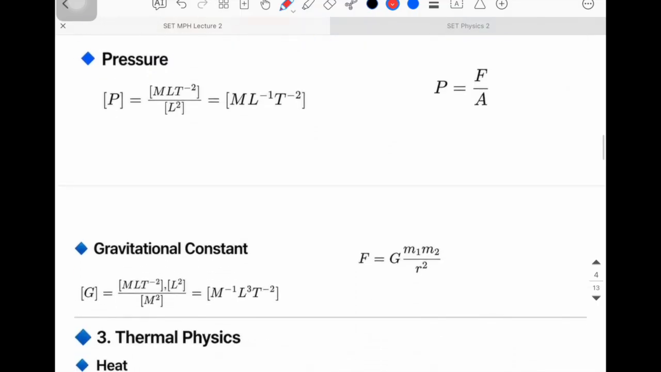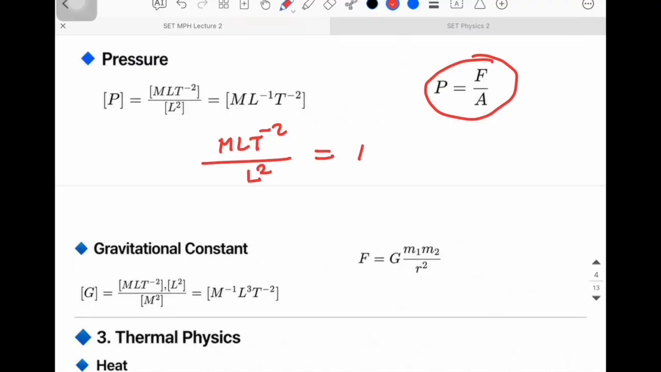Pressure. We know that pressure is equal to force upon area. So the dimension of force is equal to M L t power minus 2. Dimension of area: what is area? Length into length. Area of a square or rectangle is length into breadth. Area of a circle is pi r square. Pi is a constant, it has no dimension, and r square is radius into radius. So the dimension of area is always the square of the length.